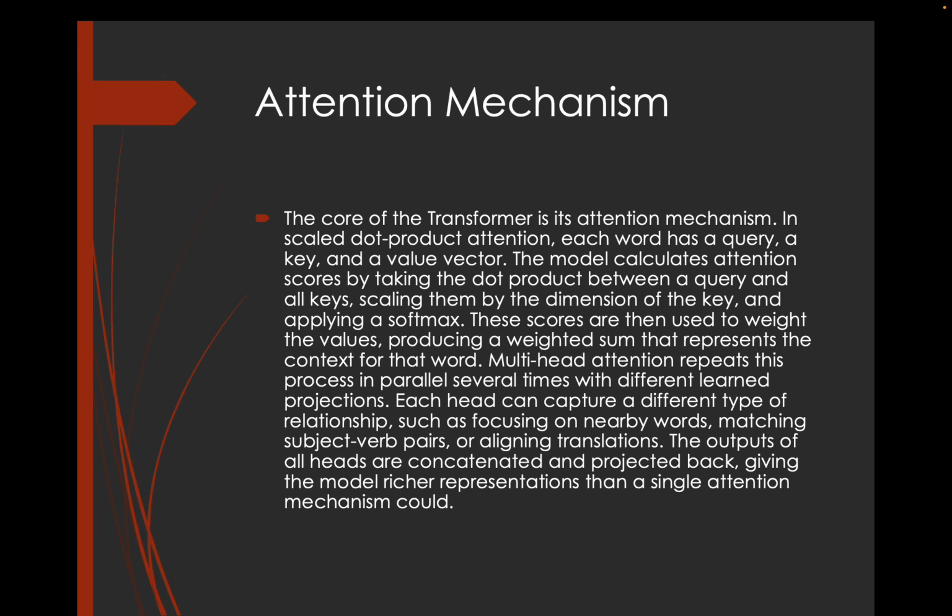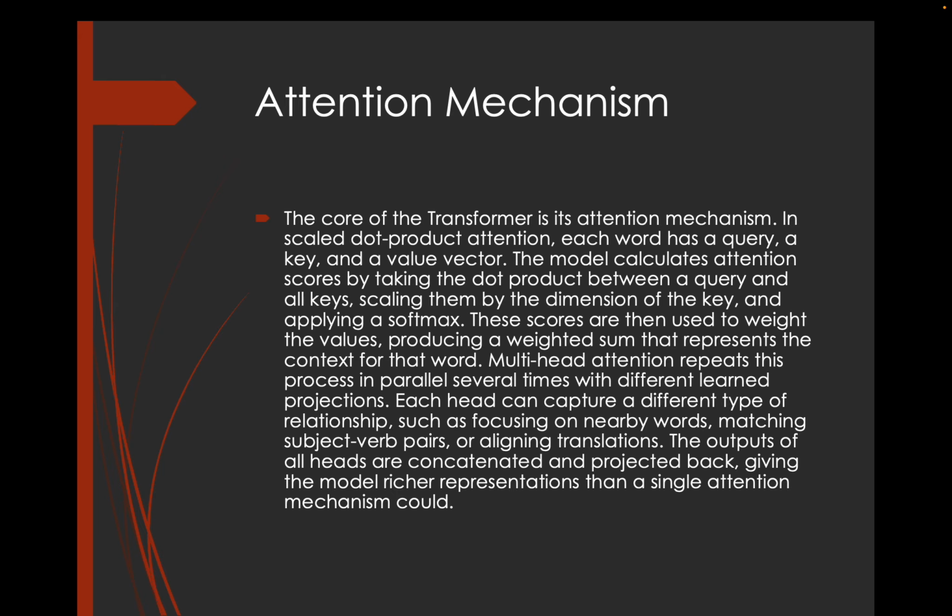Attention mechanism. The core of the transformer is its attention mechanism. In scaled dot-product attention, each word has a query, a key, and a value vector. The model calculates attention scores by taking the dot product between a query and all keys, scaling them by the dimension of the key, and applying softmax. These scores are then used to weight the values, producing a weighted sum that represents the context for that word.